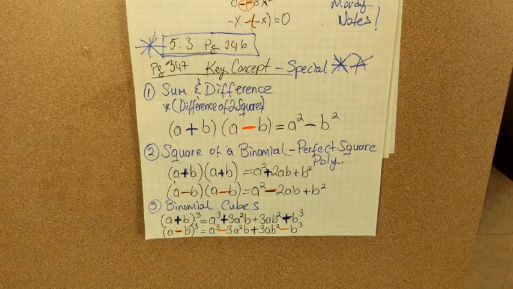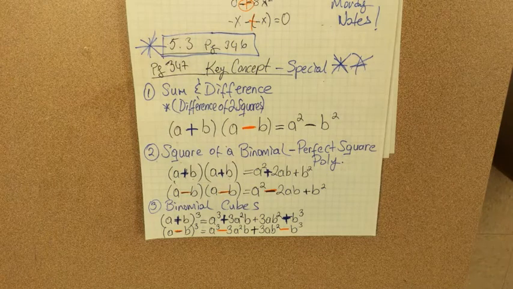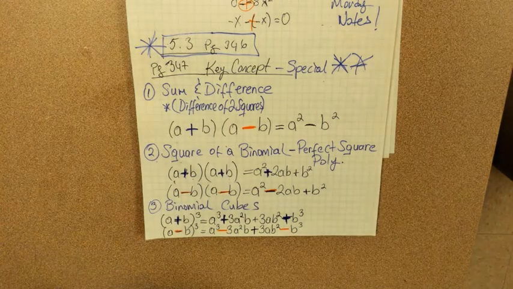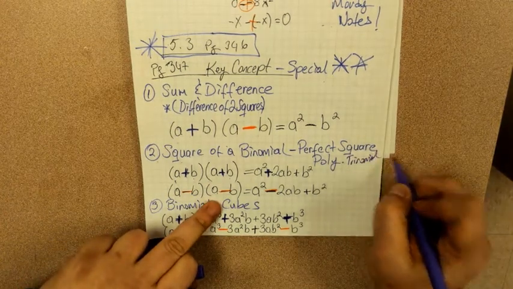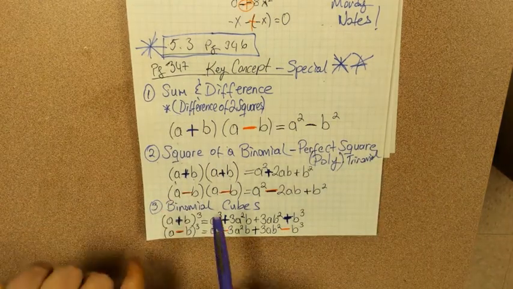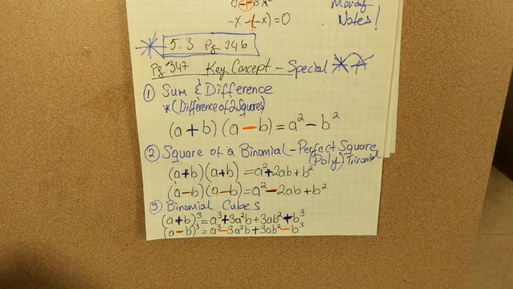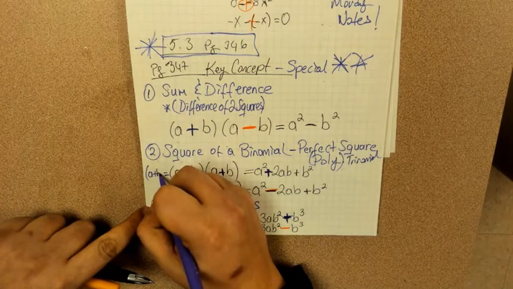Then we have the square of a binomial. In other words, we called it the perfect square, or perfect square polynomial, or you can say perfect square trinomial, we also called it. It is (a plus b) times (a plus b). Basically, you're taking the square of a plus b. It's no different than writing (a plus b) squared.